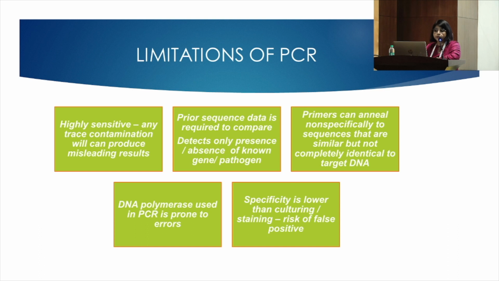The limitations of the PCR: it is highly sensitive, but prior sequence data is required to compare, and it detects only the presence or absence of known genes or pathogens. Primers can sometimes non-specifically attach to sequences that are similar, but not completely identical to the target DNA. DNA polymerase used in PCR is prone to errors. Specificity is lower than culturing and staining. The risk of false positives is very high.